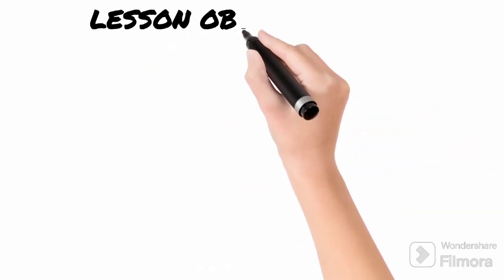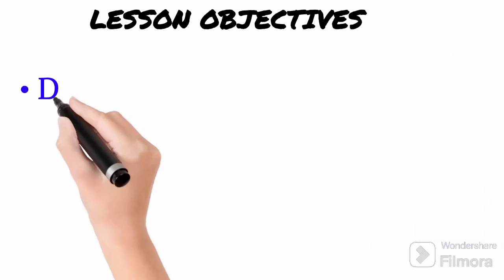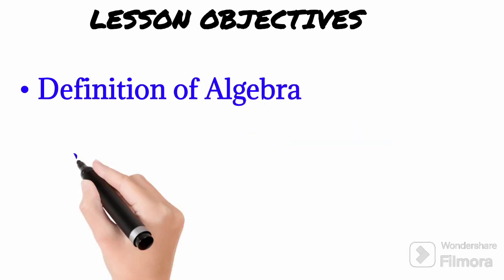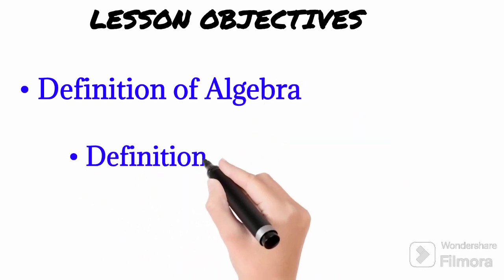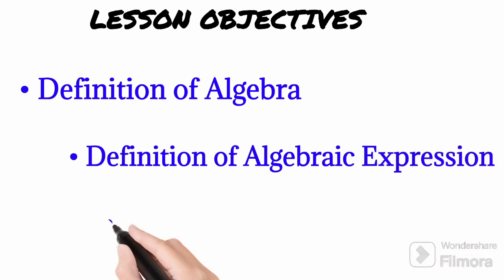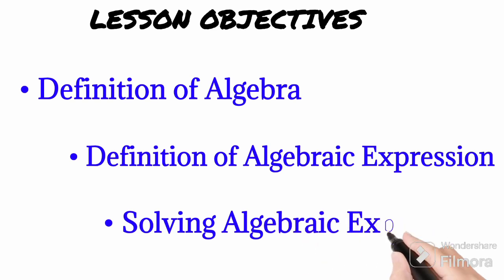Now let's start with lesson objectives. What are the things you're going to learn in this video? 1. Definition of algebra. 2. Definition of algebraic expression. And the third one is solving algebraic expression.